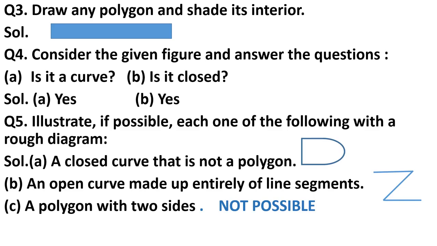See, I have made one figure for you. Part B is an open curve made up entirely of line segments. This is the figure of Z. You can write W, and all these figures are made up entirely of line segments, but they are open. They are not closed because starting point and end point are different.